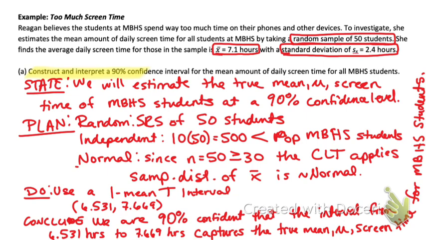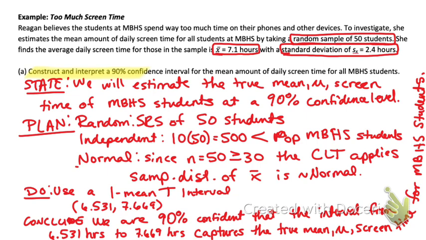We are 90% confident that the interval from 6.531 hours to 7.669 hours captures the true mean mu screen time for McKinney Boyd High School students. Woo! You guys just did your second state plan do conclude. You just did your second inference procedure. Guys, this is number 2 of 13 that you're going to learn.